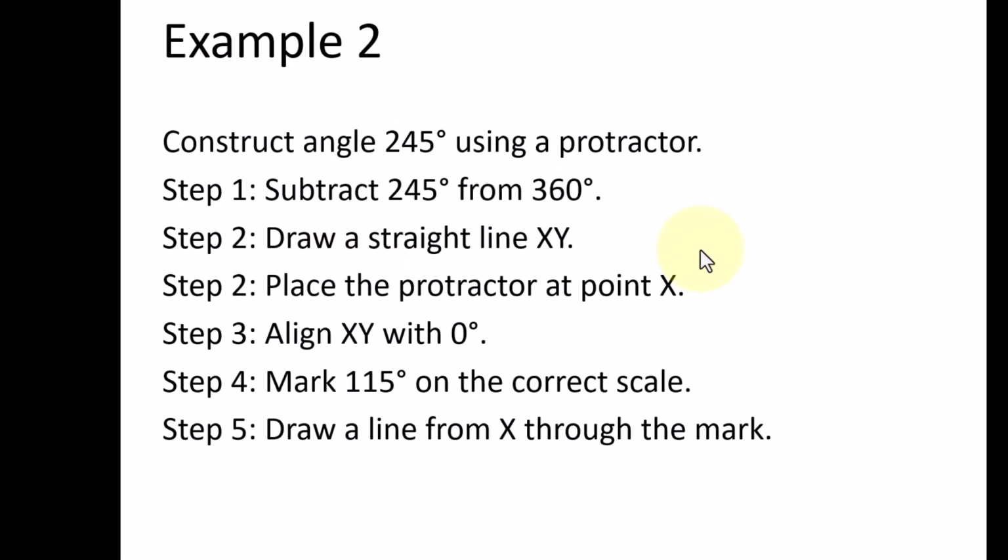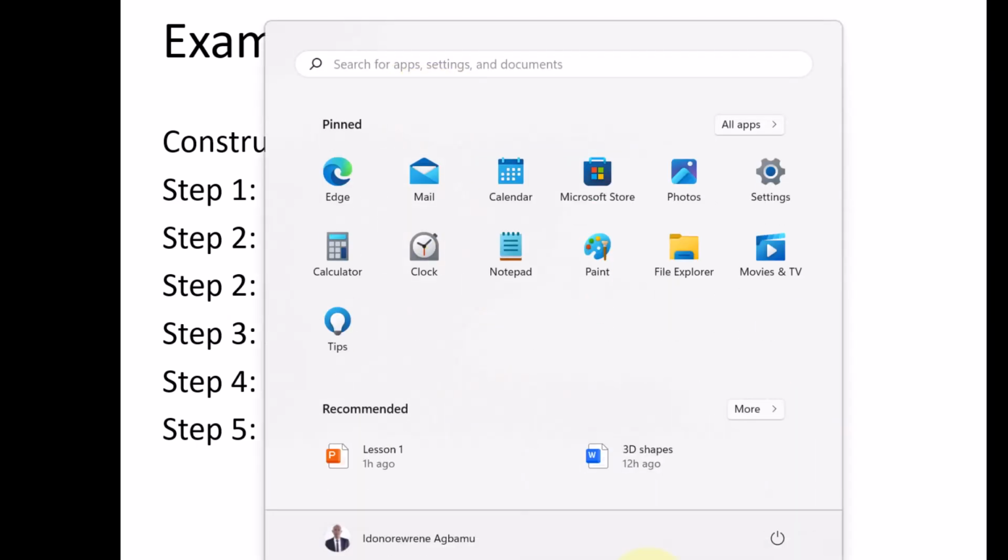Now, this is example 2, angle 245. Let me demonstrate this as well. But take note, before you can construct angle 245, remember this is a reflex angle. You cannot have 245 on your protractor. So let's go to the smart notebook and do it here.